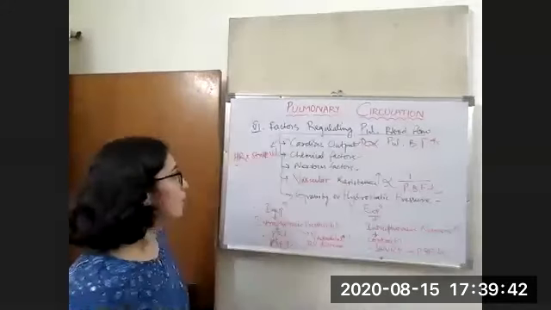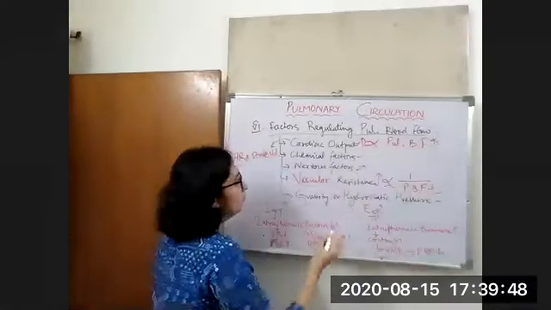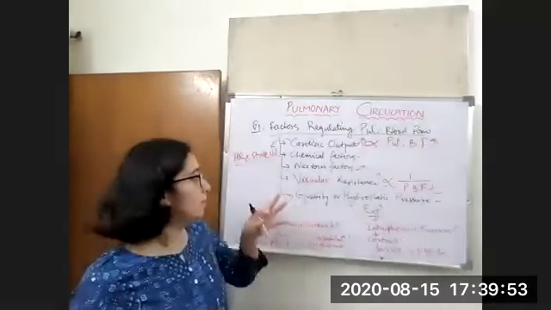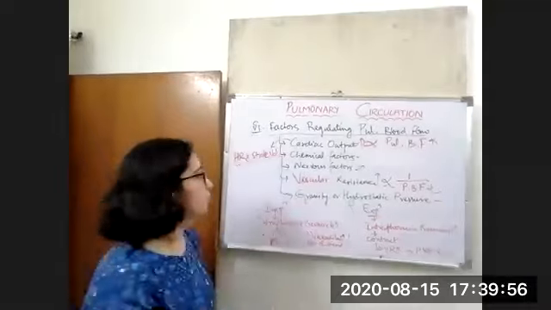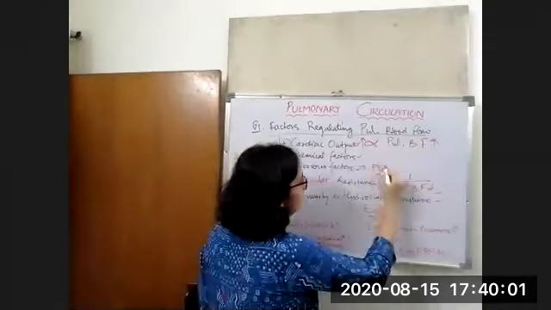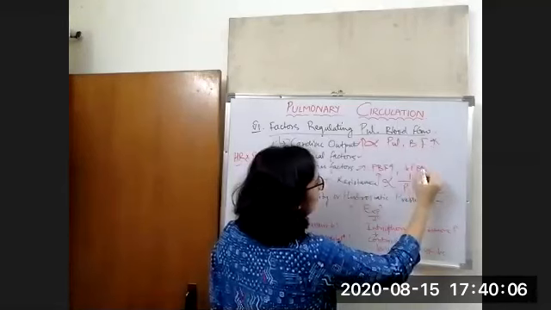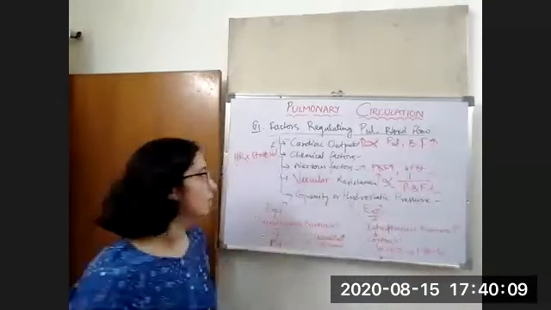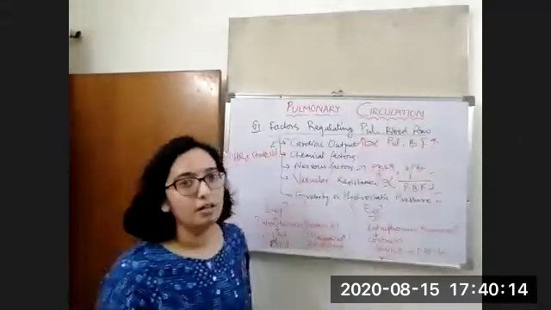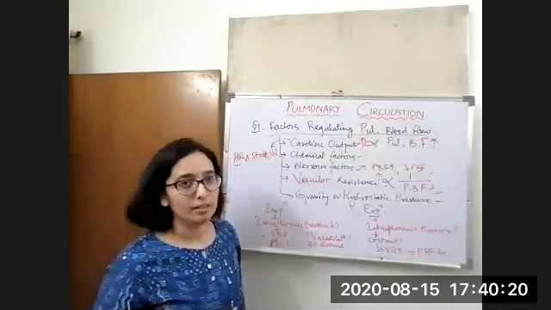Now, what is the nervous factor we see? In experimental conditions, we saw that sympathetic stimulation will increase the pulmonary blood flow, and the parasympathetic will decrease the pulmonary blood flow. This is seen in experimental conditions, but in normal physiological conditions, there is no such evidence that the nervous factors have any role in regulating the pulmonary blood flow.